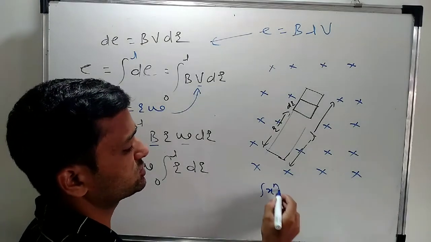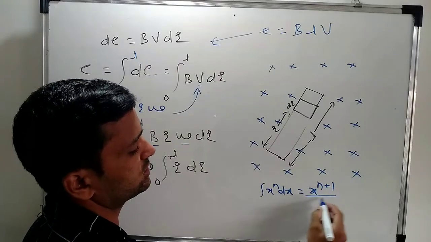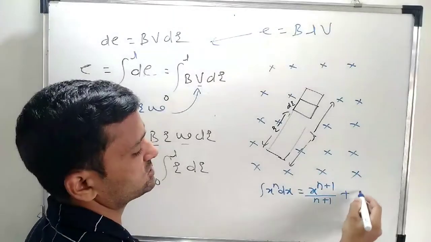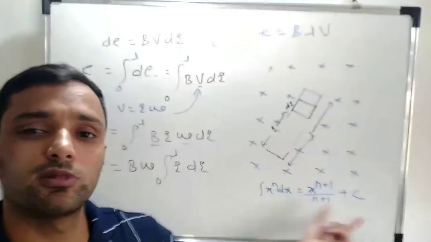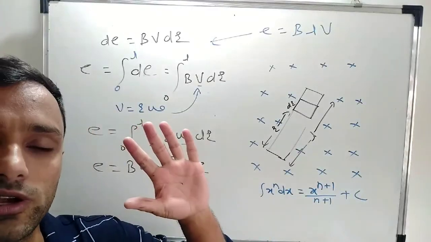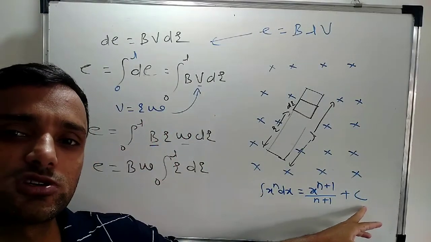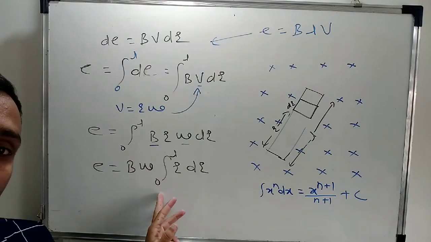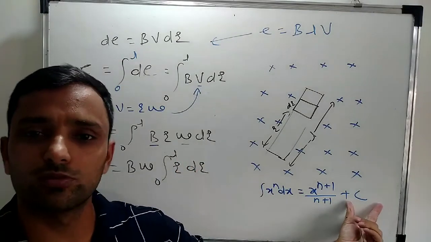Integration of x raised to n dx becomes x raised to n plus 1 upon n plus 1 plus c. We use the constant c only if the integration has no limit. But here our equation has a limit from 0 to L, so there is no requirement of the constant c.